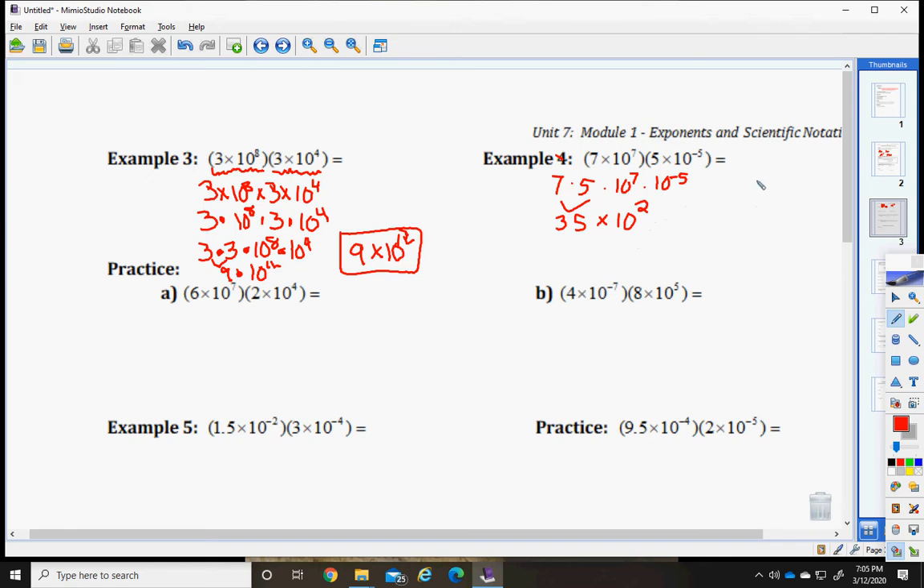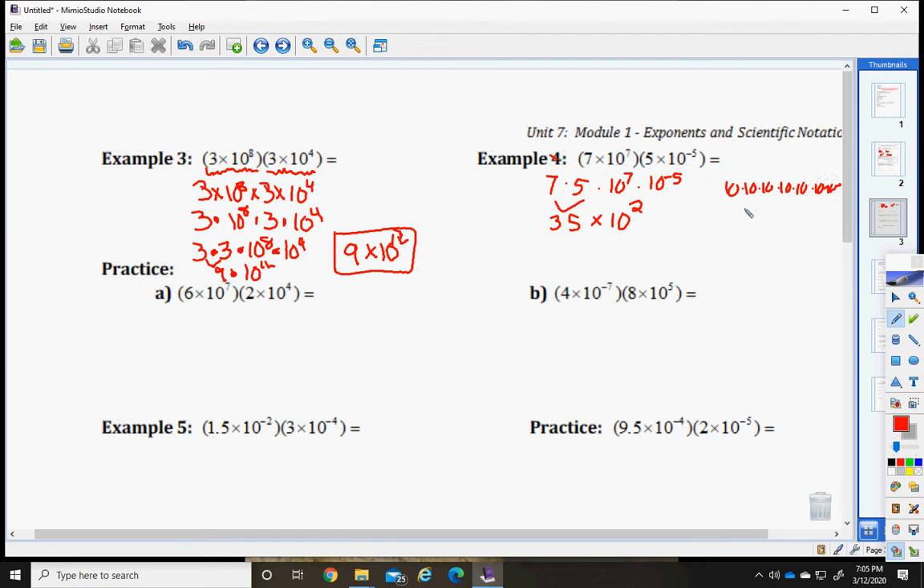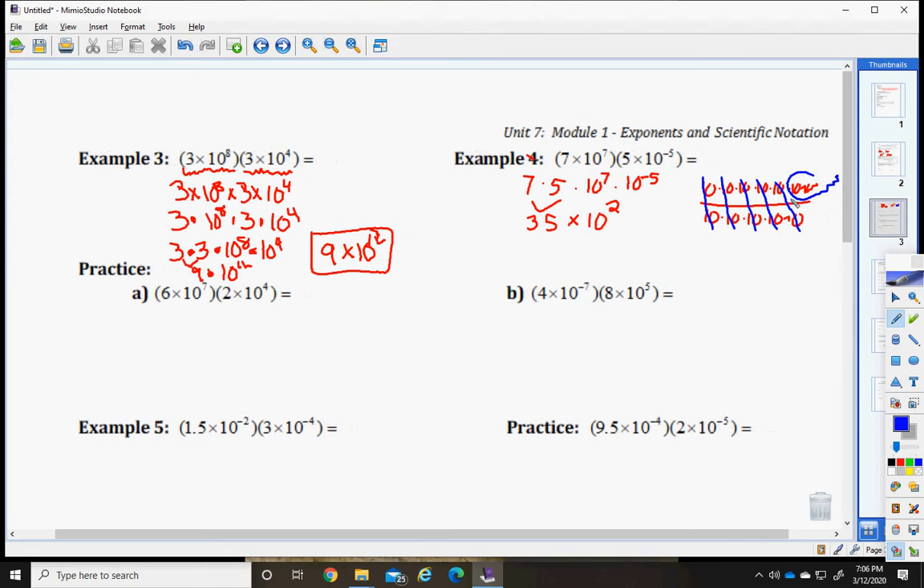If you need me to go to the side, 10 to the 7th is written like this. While 10 to the negative 5th, remember that's your fraction. So I have to put 10 to the 5th in the bottom. And now they can simplify. 10 over 10 is 1. And you can see I'm left with 10 times 10 in the numerator, which is a 10 squared.